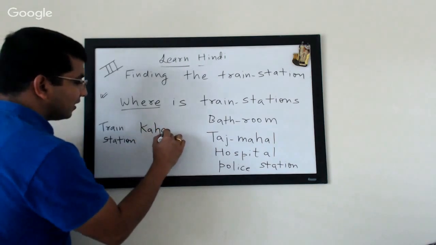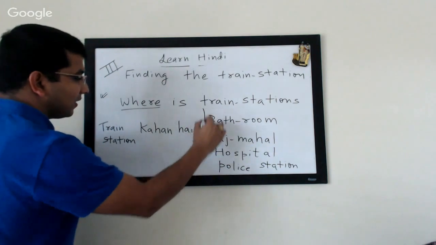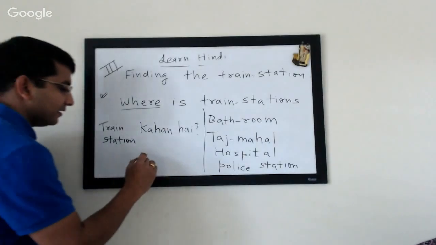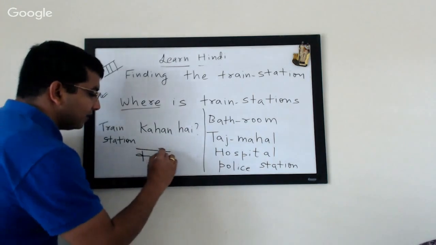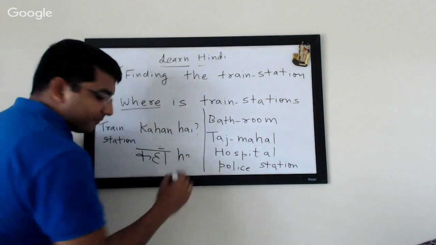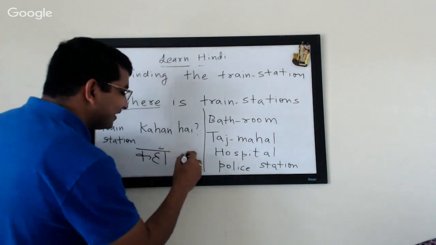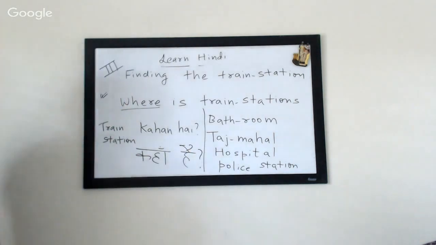Kahan hai? Train station kahan hai? Right? It's k with ha, hai. The irony of writing English. Kahan hai?